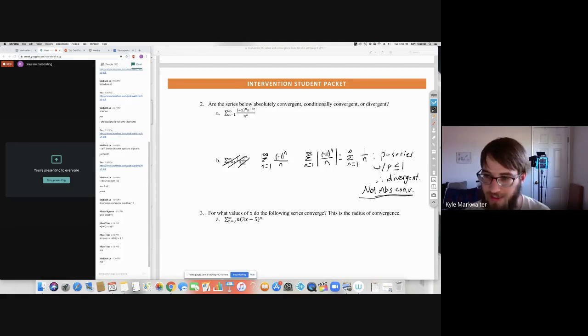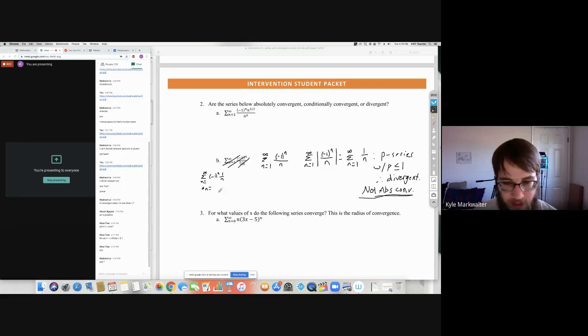Our original series is not absolutely convergent, but we haven't checked the original series. We checked for absolute convergence and found that the absolute value of it turns out to be a series that diverges, so it's not absolutely convergent. But we could use our alternating series test on this specific series now. And remember, the alternating series test says, given some series, if we ignore the alternating part, we'd have this a sub n. Let's check what's going on there.